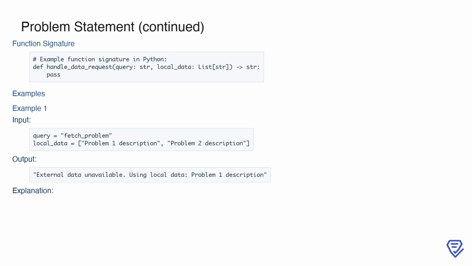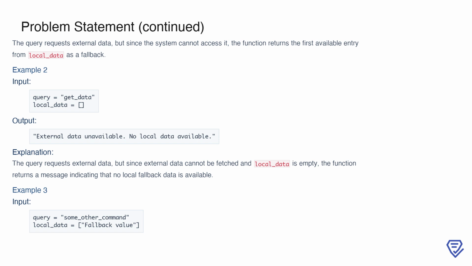The function signature is outlined here, and we can see an example where the query is fetch_problem and local_data contains two entries. In this case, the output would be a message indicating that external data is unavailable, followed by the first entry in local_data. This approach ensures the system provides a useful response even in restrictive environments. When the system receives a query for external data but cannot access it, the function will use the first available entry in the local_data list as a fallback.